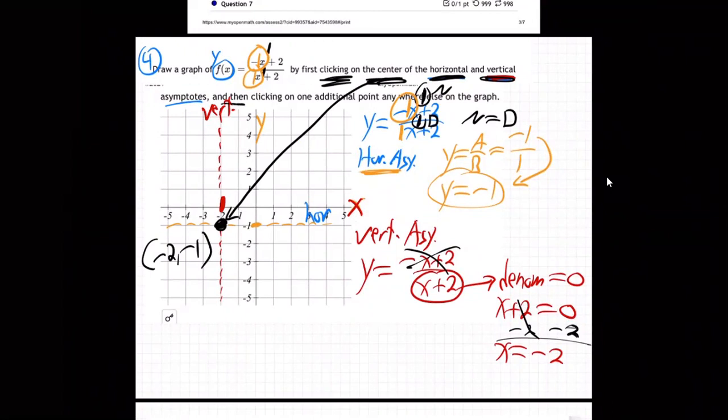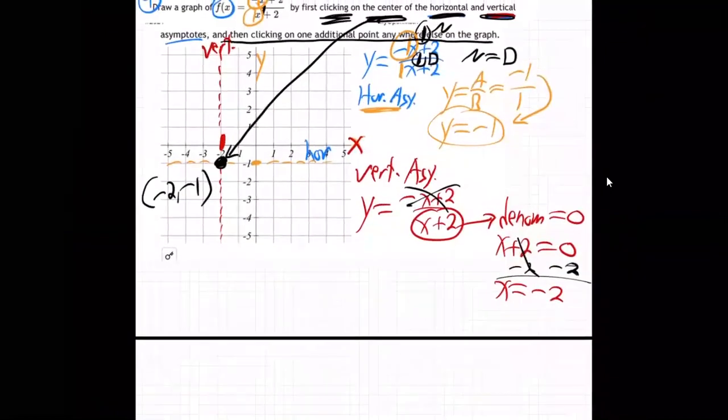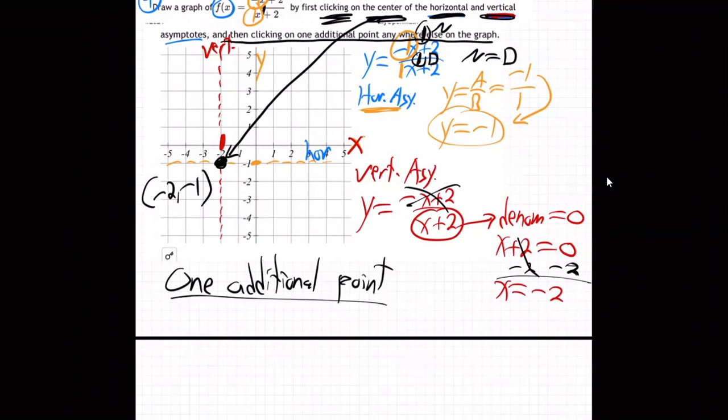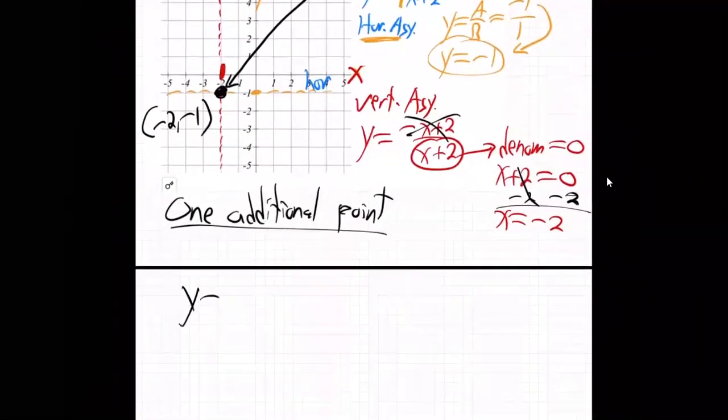And then it says, and then clicking on one additional point anywhere else on the graph. One additional point. How do I get one additional point? Well, one additional point you can just plug in. Remember, anything that makes the equation true is going to be on the graph.